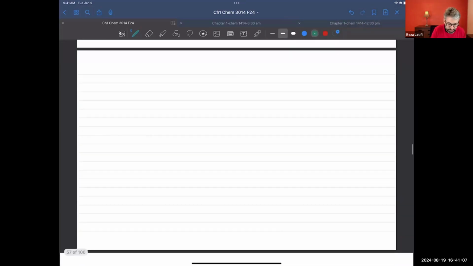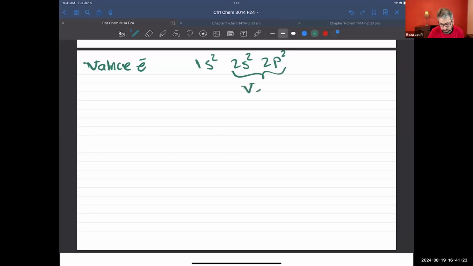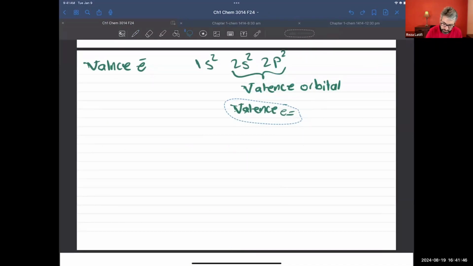So you start with the valence electrons, only valence electrons. Write the electron configuration for carbon: 1s2, 2s2, 2p2. Valence orbitals are 2s and 2p. Valence electrons will be 2 plus 2, so totally we have 4 valence electrons. Where did I get this 2 from? Here. Plus another 2, from here. Okay, I have 4 valence electrons.